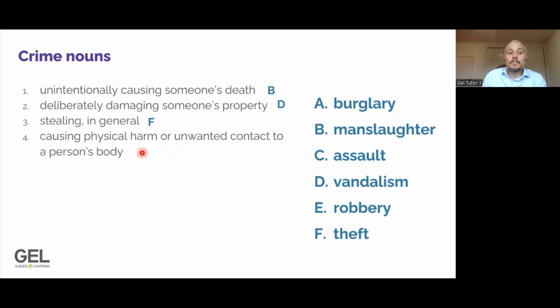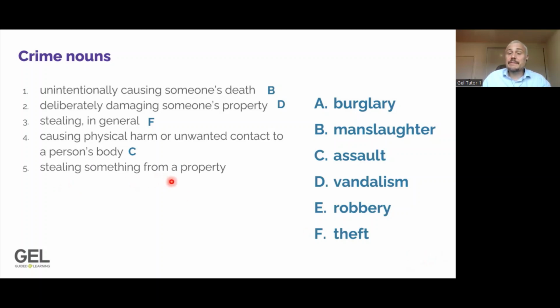Causing physical harm or unwanted contact to a person's body. Look at the next question and choose the correct type of crime. This crime is called assault. Assault can be many different things, from just touching somebody who does not want to be touched, or pushing, or even hitting and physical violence against somebody.